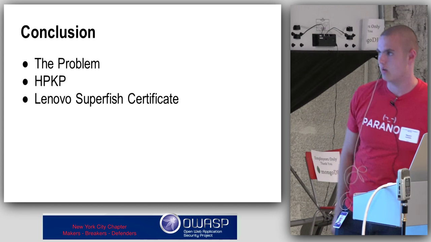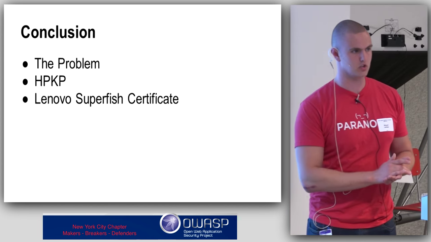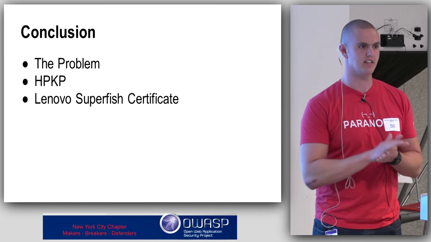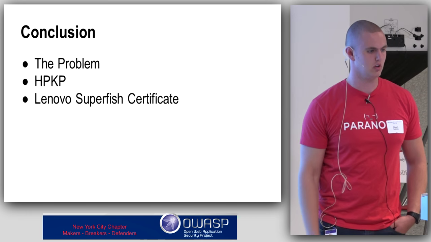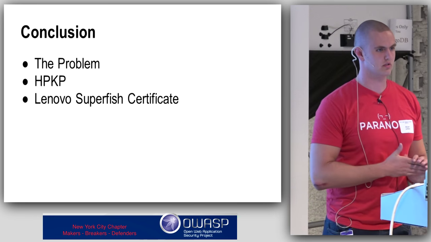But in conclusion, we talked about what the problem was that HPKP was trying to solve. We discussed what HPKP was, the header that your server can release for binding cryptographic identities. And then we talked about the recent Lenovo Superfish problem. This concludes my talk. Are there any questions?